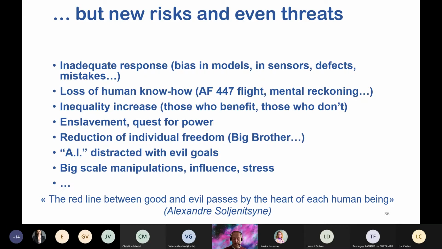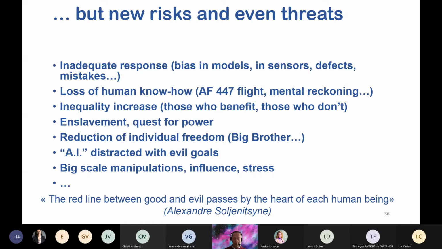How many of you still calculate mentally how much you owe to the baker for 2 breads, 6 croissants and a cake? Usually it's the machine that does that. An increase of inequality also. Who benefits and who doesn't? Enslavement due to a quest for power by a happy few. Reduction of individual freedom, or the well-imagined Big Brother controlling each of us.